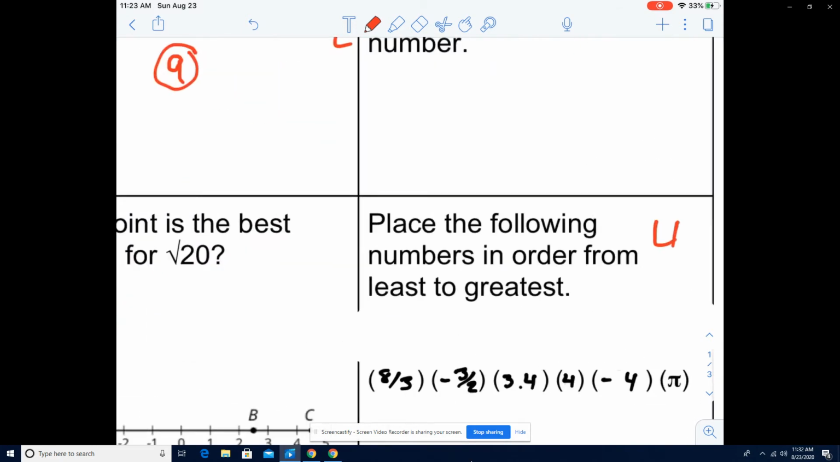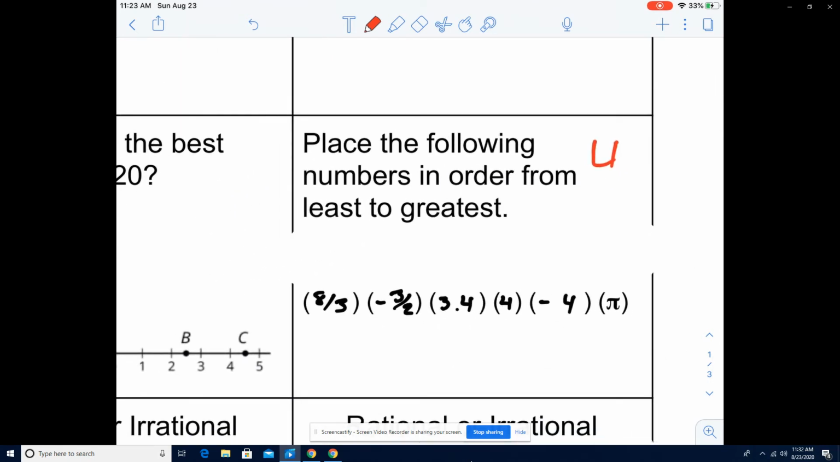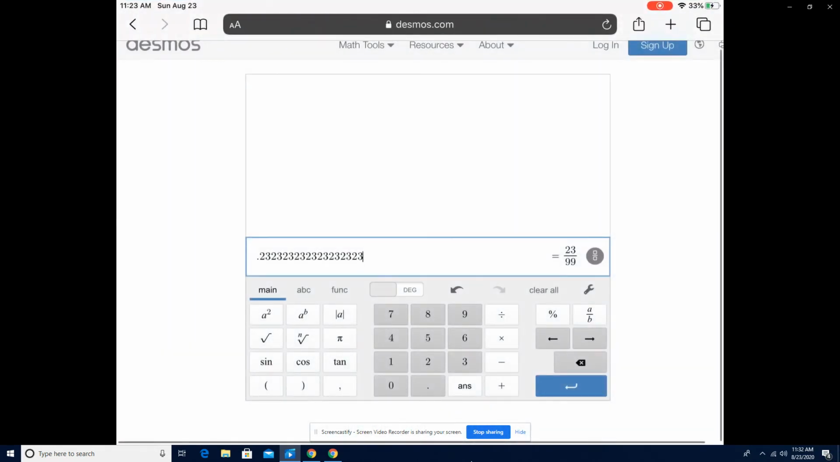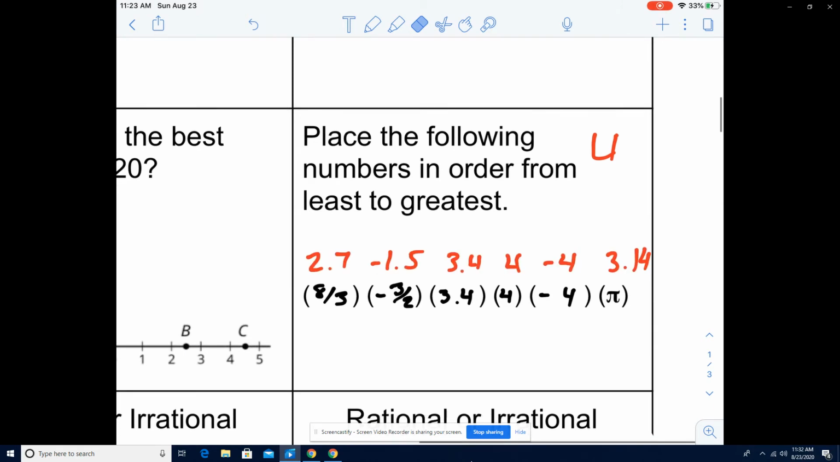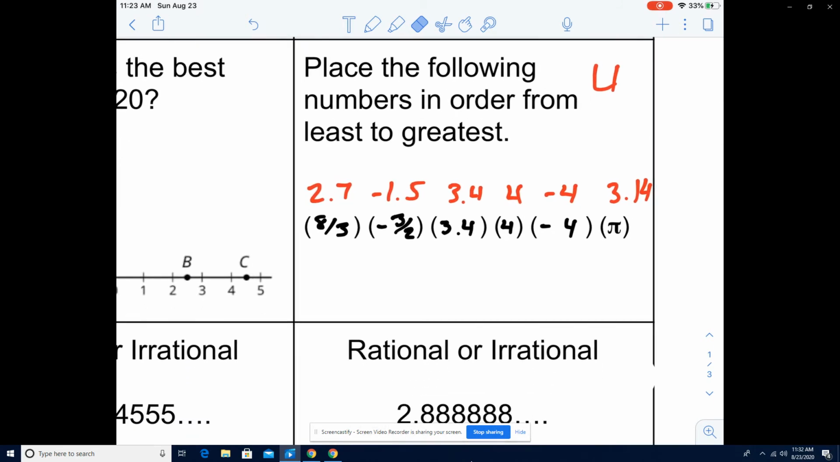The fourth type of problem we're going to look at is placing the following numbers in order from least to greatest. And so you're going to use Desmos. You're going to type in each one. So the first one was 8 divided by 3. It tells you 2.666. Well, I went ahead and adjusted these so that we didn't have to waste a lot of time on this. And then you're going to place them in order. Remember that negative numbers, the bigger the number, the smaller they are. So negative 4 is the smallest. Second would be negative 1.5.